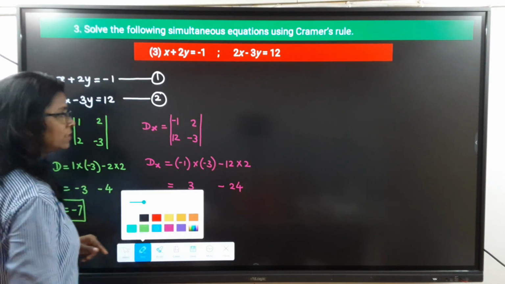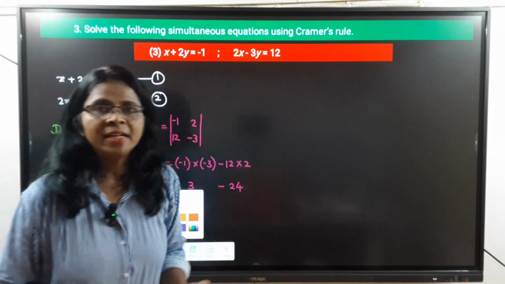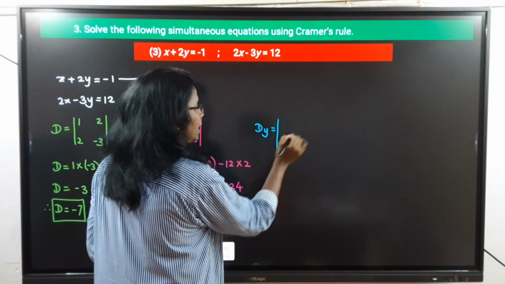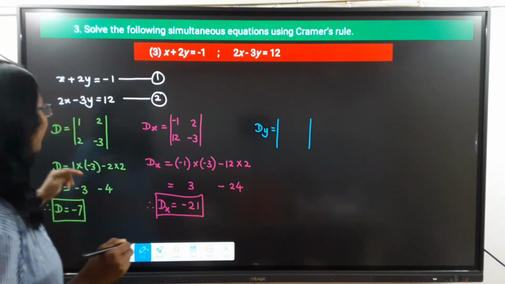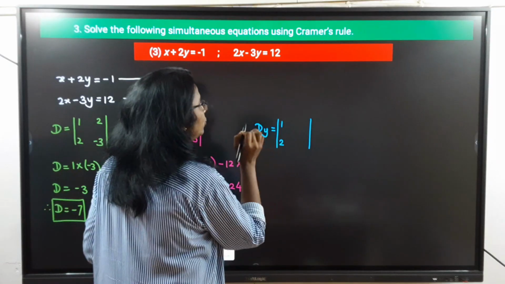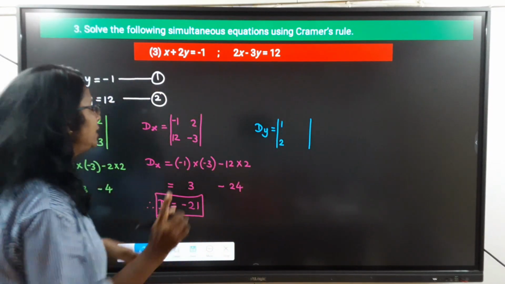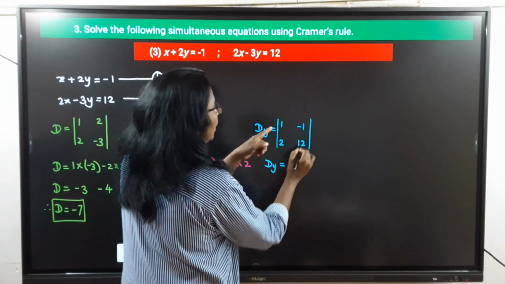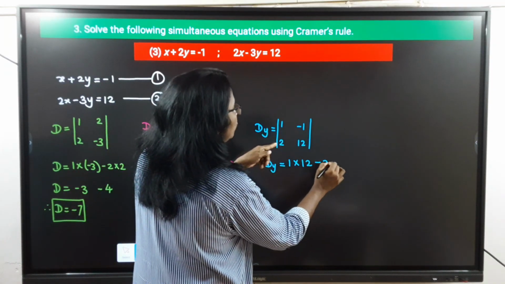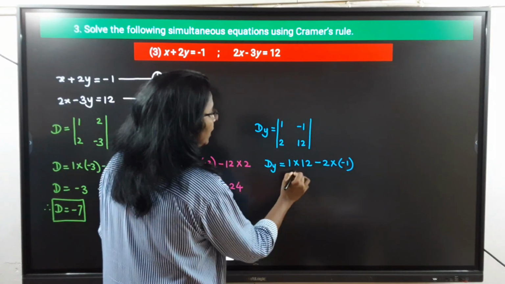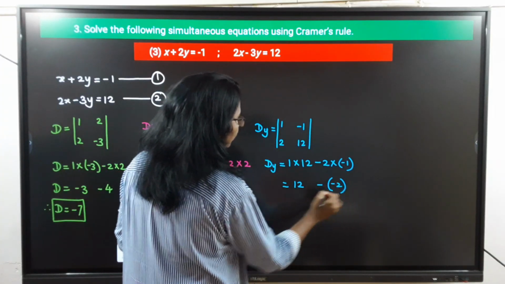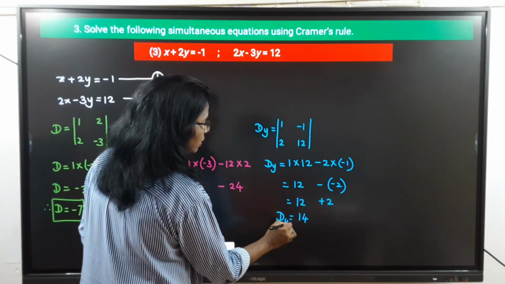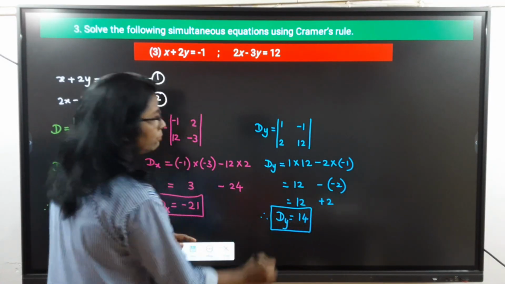Okay, students, the next part is finding the value of the determinant Dy. The arrangement of Dy is to write down in the first column 1, 2 and the constants in the second column, so -1, 12. So Dy = 1 × 12 - 2 × (-1). Therefore 12 + 2, which is 14. So Dy = 14.